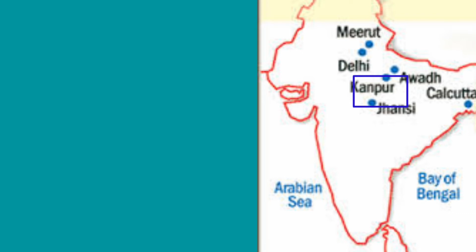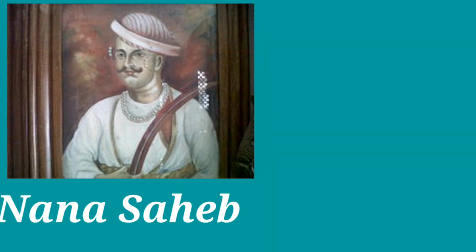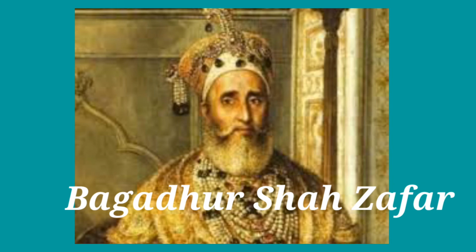And the second point is about Kanpur. Nana Sahib, you know very well, was the adopted son of Peshwa Bajirao II, and he started to drive out all the British people from the city, and he declared himself as the governor under the Mughal emperor Bahadur Shah Zafar. So this happened near Kanpur.